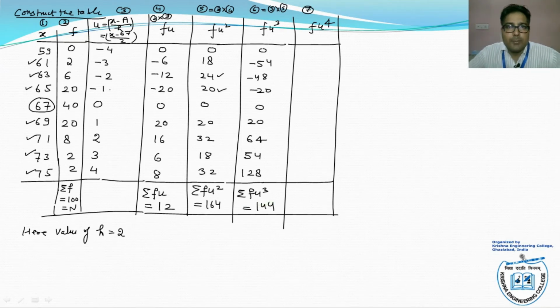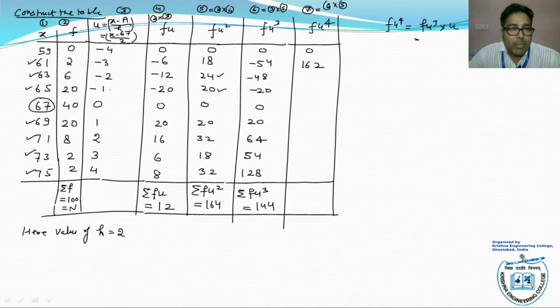Clear? Again, fu4. Fu4 means fuq into u. This becomes fu4. That will be the product of column 6 into column 3. Right? So now find the product of column 3rd and column 6. So this becomes minus 4. Product of minus 4 into 0 becomes 0.